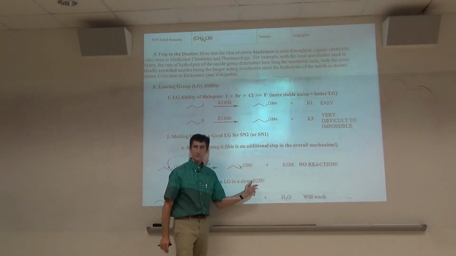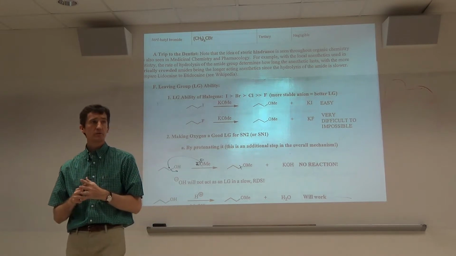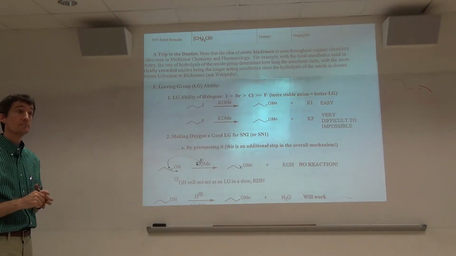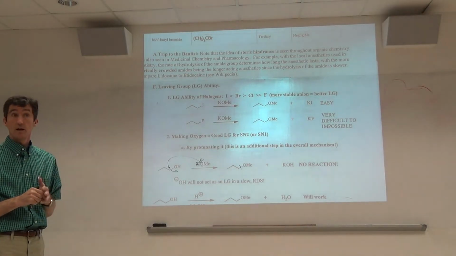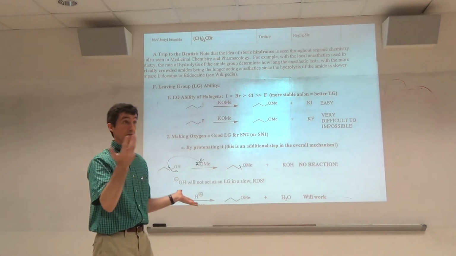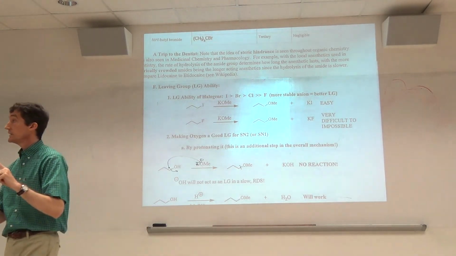Why do I point out slow rate determining step? Think about the two mechanisms, SN1 and SN2. Which step does a leaving group leave in SN2? Well, it's only one step in the substitution. It leaves in the only step. That step is rate determining, so the leaving group leaves in the rate determining step. What about SN1? Does the leaving group leave in the rate determining step? Yeah. What's the rate determining step of SN1? Ionization, the leaving group leaving. Both of our mechanisms, the leaving group leaves in the rate determining step.